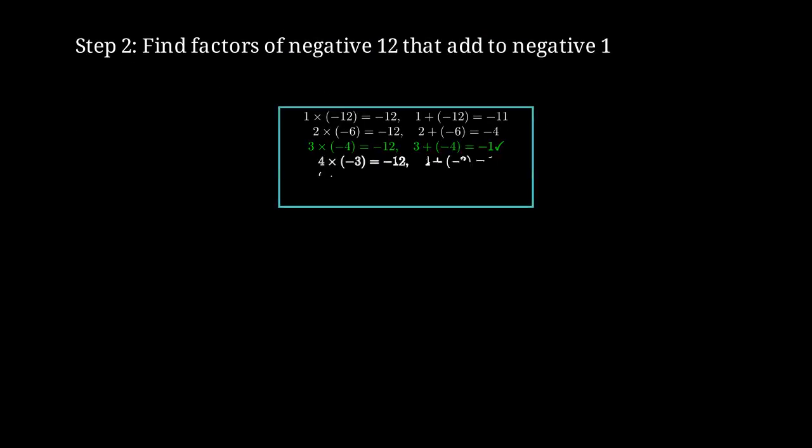Testing factor pairs. 1 and negative 12 give negative 11. 2 and negative 6 give negative 4. But 3 and negative 4 give negative 1. Perfect. Step 3. Write the factored form using our numbers. So x squared minus x minus 12 equals x plus 3 times x minus 4.